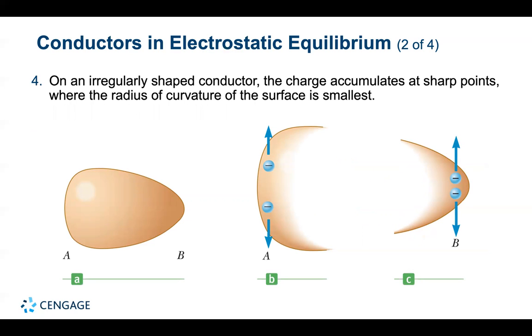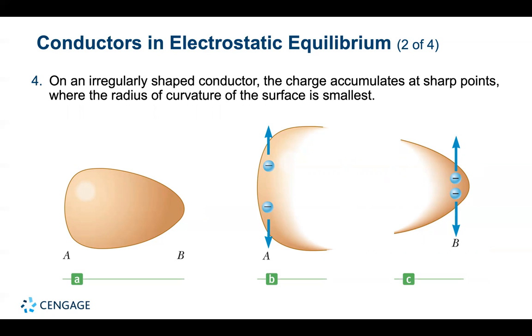Now in this figure, we have a conductor with a flattened end A and a relatively sharp end B. The excess charge placed on the conductor resides entirely at the surface and is distributed so that there is less charge per unit area on the flattened end, and a large charge per unit area on the sharpened end. So number four, on an irregularly shaped charged conductor, the charge accumulates at sharp points where the radius of curvature of the surface is smallest.